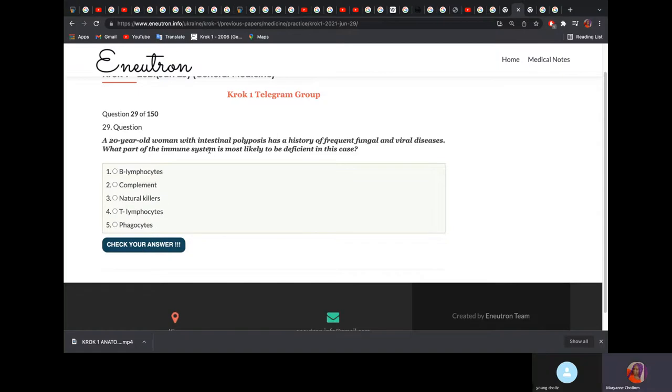A 20-year-old woman with intestinal polyposis has a history of frequent fungal and viral disease. What part of the immune system is likely to be affected? So I told you that your T cells are mostly for viral infection, fungal infection, and mycobacterial infection. So that's, I think, tuberculosis. Your B cells are mostly for bacterial infections, protozoa, and enteroviruses. So bacteria like maybe pneumonia, or any bacteria. So because this is a frequent viral and fungal infection, it is T lymphocytes.